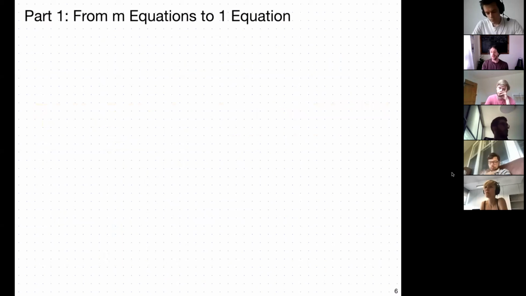Okay. So these are the main parts. The first one will be to go from m equations to 1 equation. This is part 1. Part 2 would be how to solve this 1 equation. And part 3 would be how to combine it with low degree testing to make sure that everything is structured properly. So before I start with the first part, any questions?